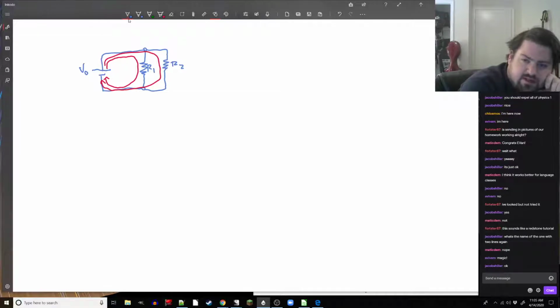So solving this circuit is going to be a little different than solving the last one. I'm going to do the same table kind of thing. Equals signs for all these bad boys.